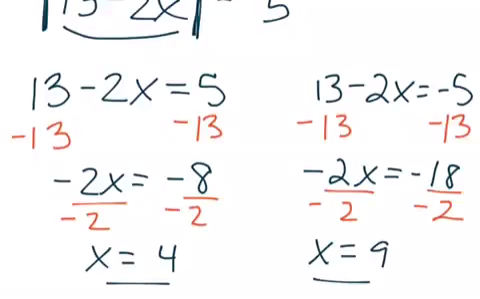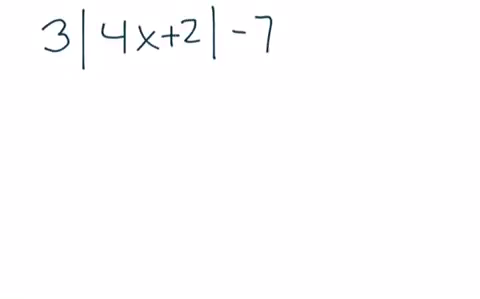All right, let's do one more example that's slightly even more complicated. So now I've got 3 times the absolute value of 4x plus 2 minus 7 is equal to 11. Again, I need the absolute values by themselves, so I'm going to undo everything else.